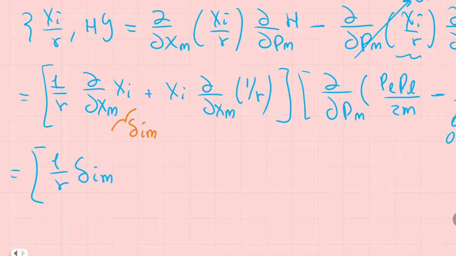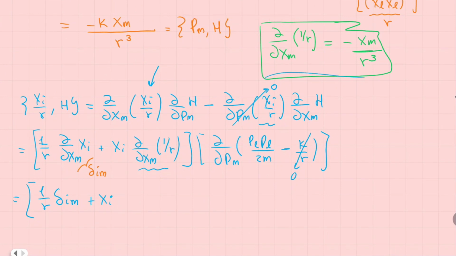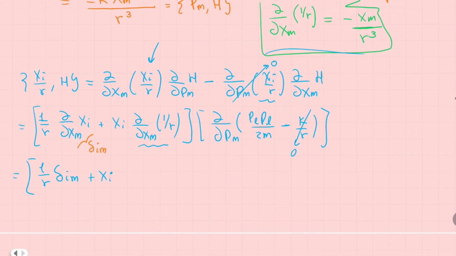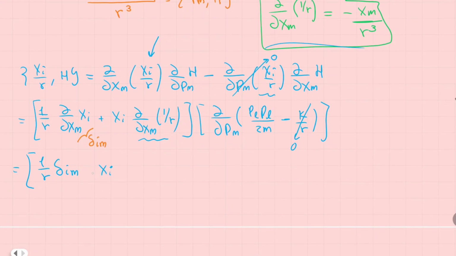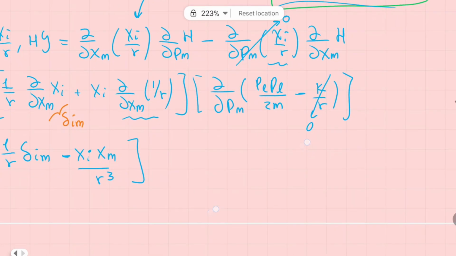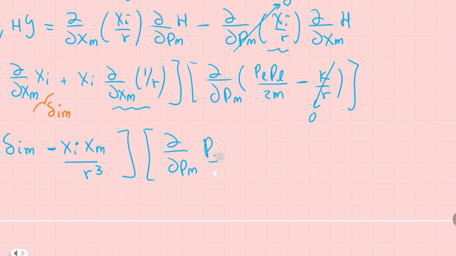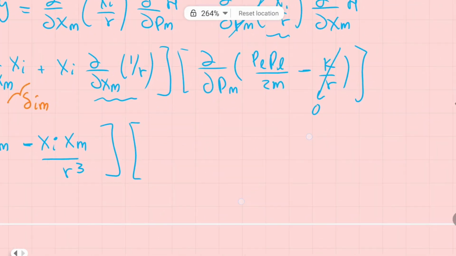Kronecker delta Im here, then plus xi, and then we have the derivative that we just calculated over here. So we can substitute this result to get a minus, and this multiplies xm over r cubed. And this multiplies the derivative with respect to pm of PL over 2m.